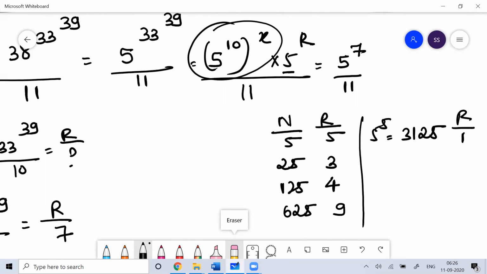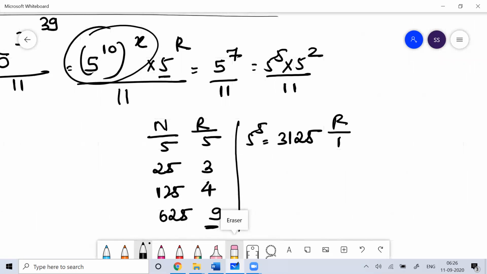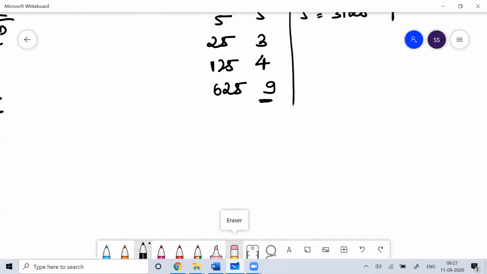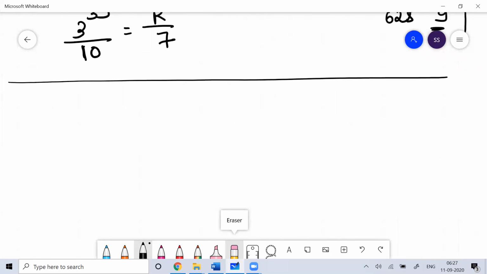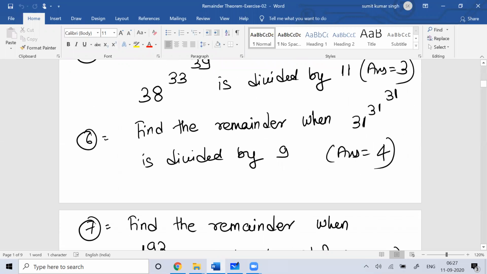So 5 to the power 5 is 1 and 5 to the power 4 is 9. You can write 5 to the power 7 as 5 to the power 5 into 5 to the power 2 divided by 11. 5 to the power 5 divided by 11 gives remainder 1. 5 to the power 2 is 25, and 25 divided by 11 gives remainder 3. So the answer for this is 3. Okay, so we'll go ahead. Same concept: I'm just solving all the problems using Euler's theorem.